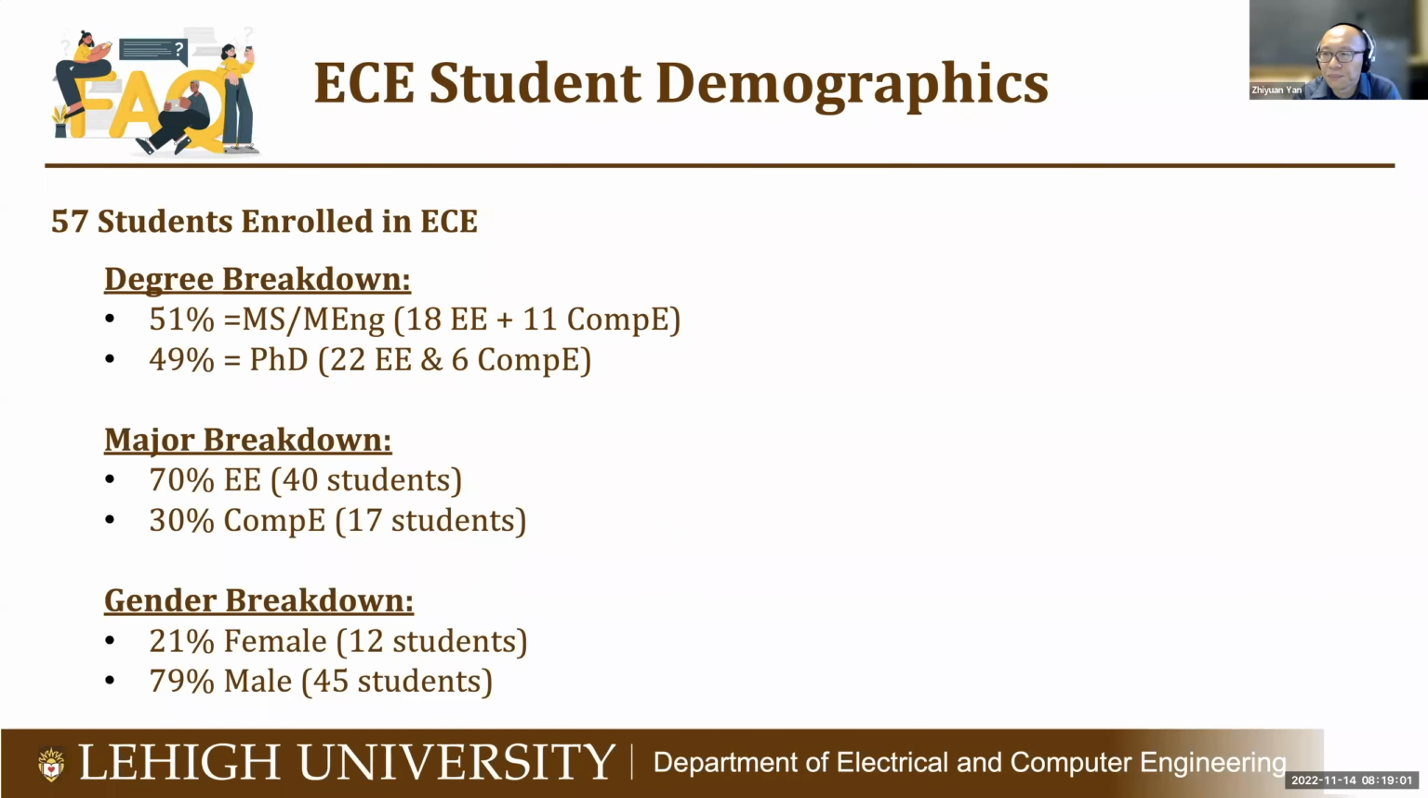Regarding the demographics, we currently have exactly 57 students. It's broken down about half and half between our MS and MEng degrees, and 49% for our PhD degree. About 70% of those are in our electrical engineering major, and about 30% are in our computer engineering major. Regarding the gender breakdown that Professor Kishore mentioned earlier in regards to Lehigh and nationwide, currently 21% are females in the ECE grad department and 79% are males.